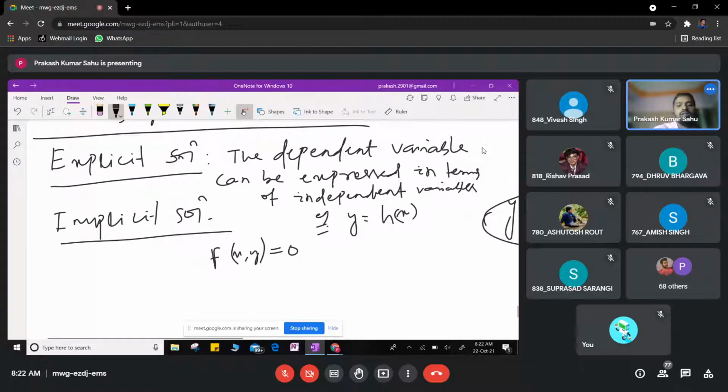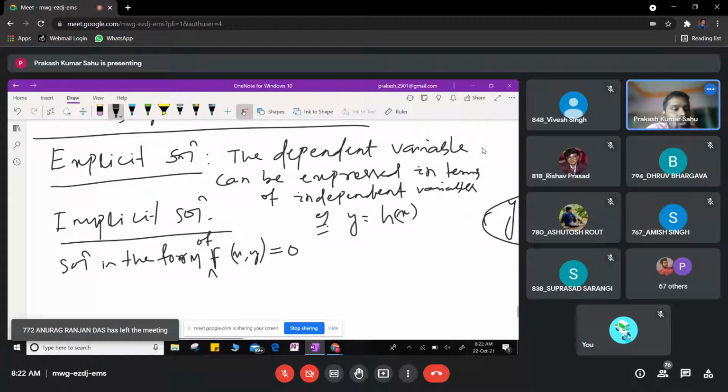And what will the implicit solution be? If the solution is in the form of f of x, y is equal to 0, here y is the dependent variable and x is the independent variable. In that case, we can say this is an implicit solution. And in general, when you solve a partial differential equation, you can find the implicit solution.